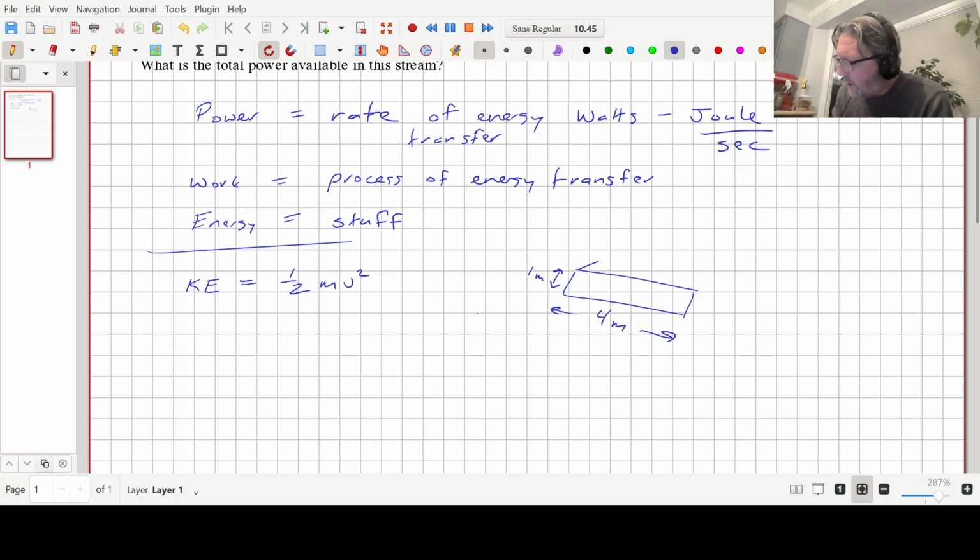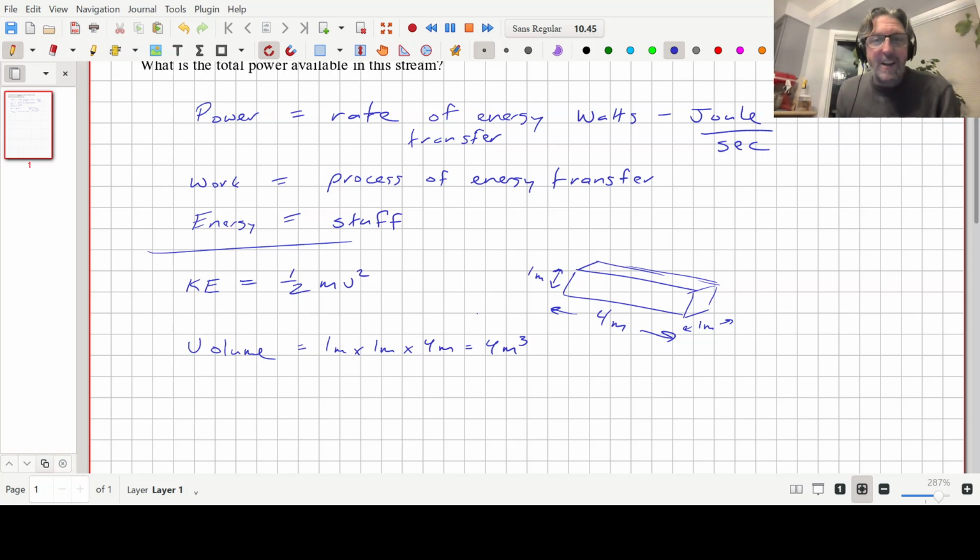So I'm going to imagine that I make a little box that's also 1 meter deep, 1 meter back from that little waterfall. And I want to know how much water is in that box that's 1 meter by 1 meter by 4 meters. So that box has a volume of 1 meter times 1 meter times 4 meters, which is 4 cubic meters.